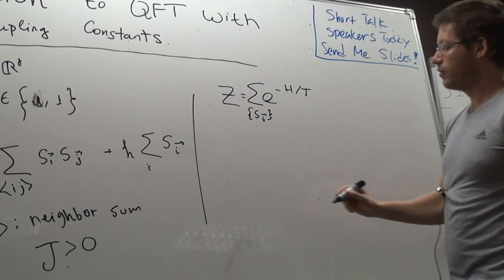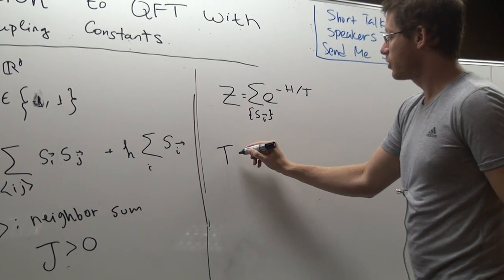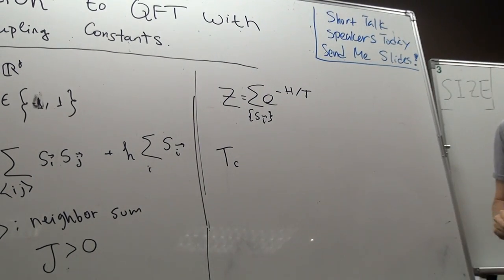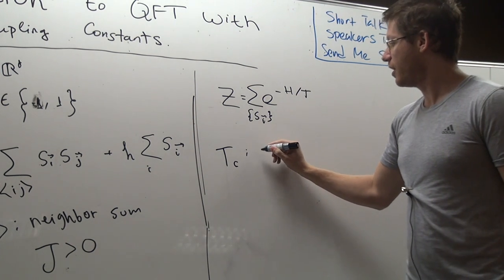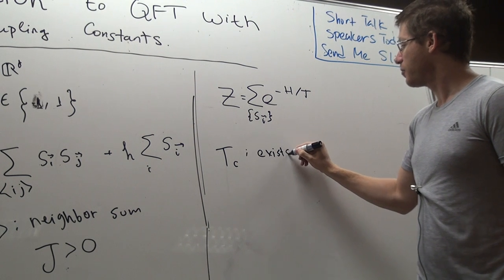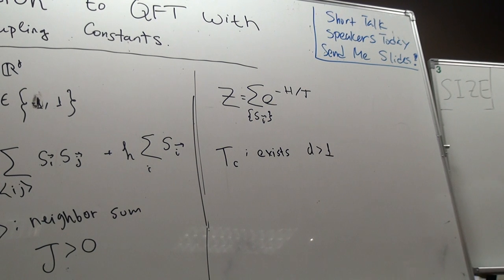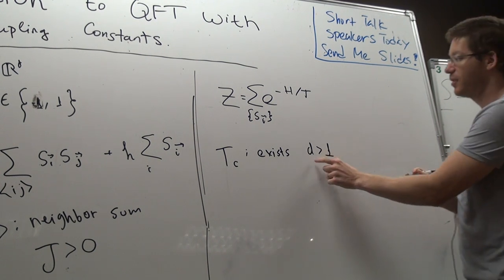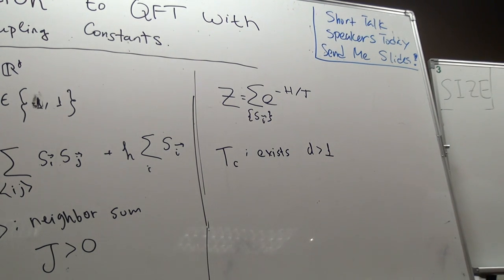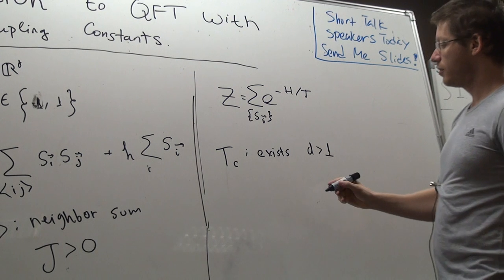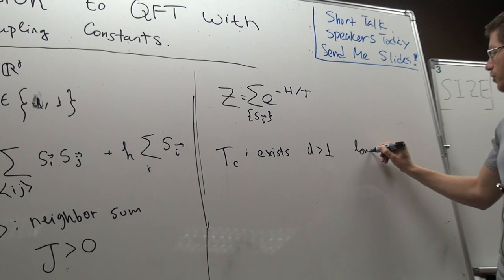Now, how does that connect to quantum field theory? There is a special temperature, Tc, around which something remarkable happens. This temperature exists only for the Ising model in dimensions bigger than 1. I'll explain shortly why that's the case. If the number of dimensions is bigger than 1, then there is this critical temperature Tc, around which one develops long-range correlations.